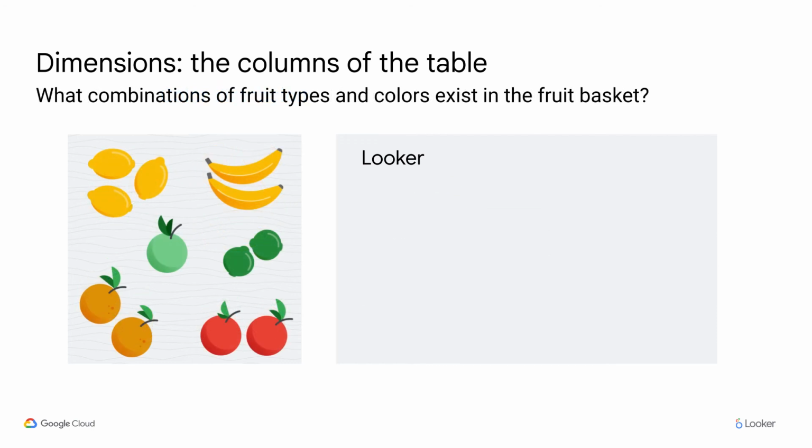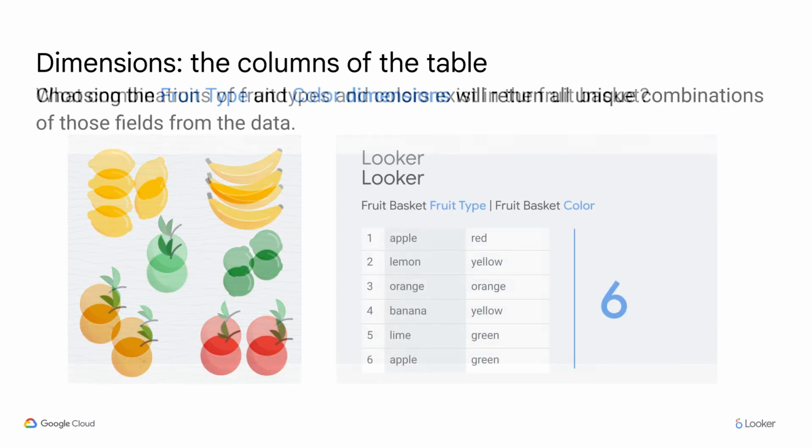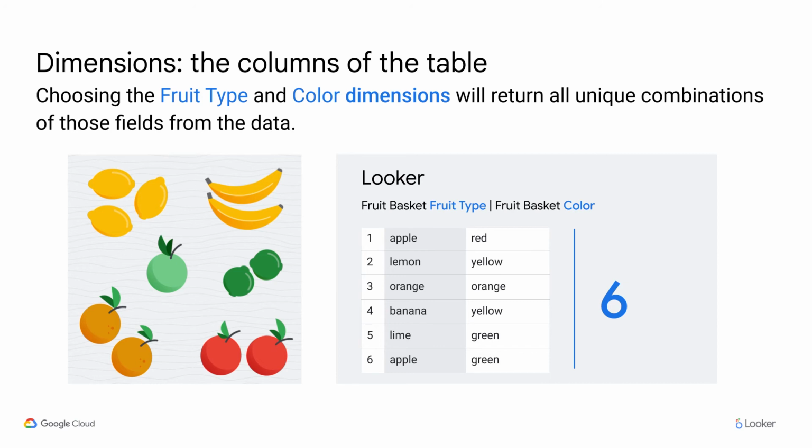Okay, but what if you want to know the combinations of fruit types and colors in the fruit basket? Now, this would require 2 dimensions in Looker. Notice that you now have 6 rows. Selecting 2 or more dimensions returns all unique combinations of the values. For example, the apple type is displayed twice, once for the red apples and again for the green.